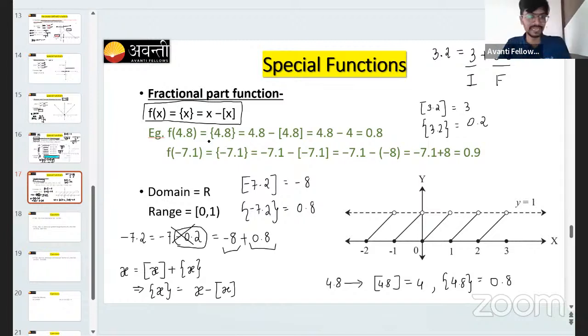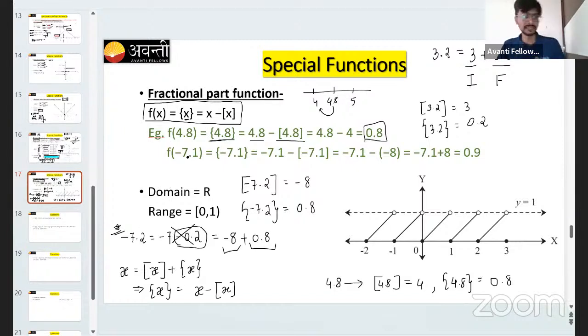So if someone asks me the fractional part of 4.8, what can I say? Fractional part of 4.8 is 4.8 minus step of 4.8. And step of 4.8, we are very familiar. 4.8, on the left which integer is there, 4, on the right 5, we have to see the lesser one, which is 4. So step of 4.8 is 4, so 4.8 minus 4 is 0.8. So if you follow the definition, you will not get stuck for negative numbers here. I hope it is clear.